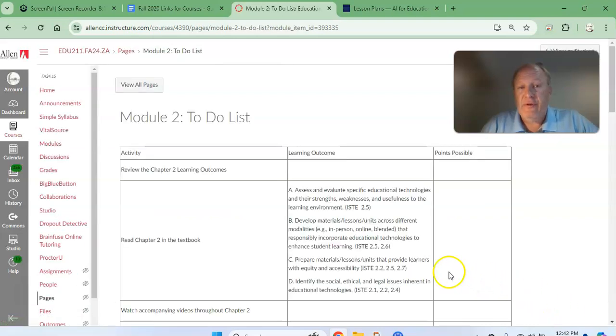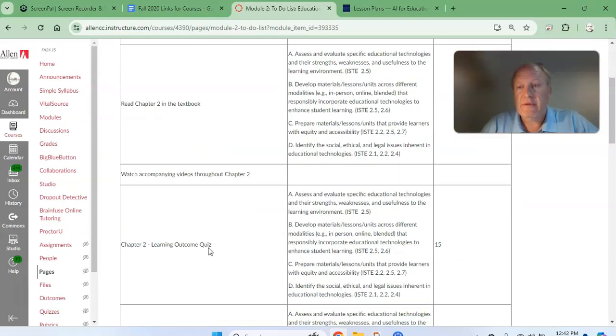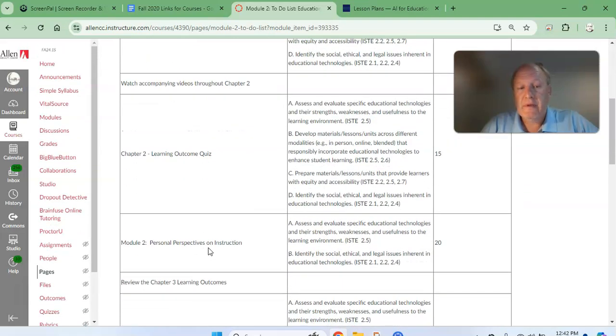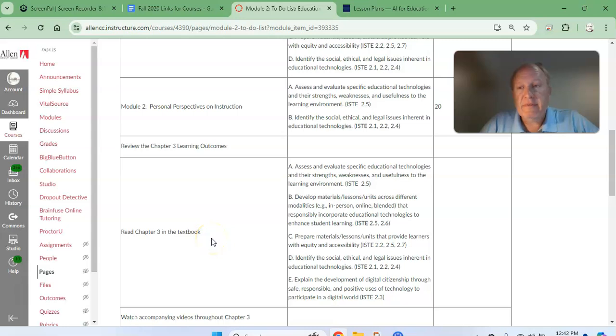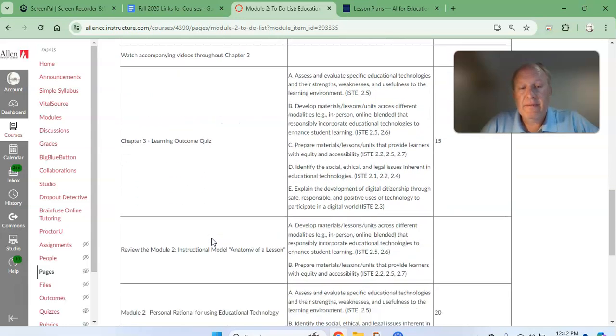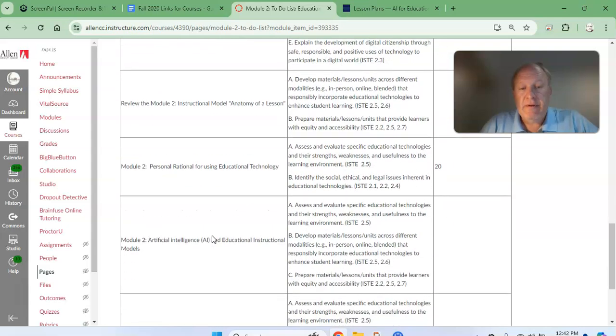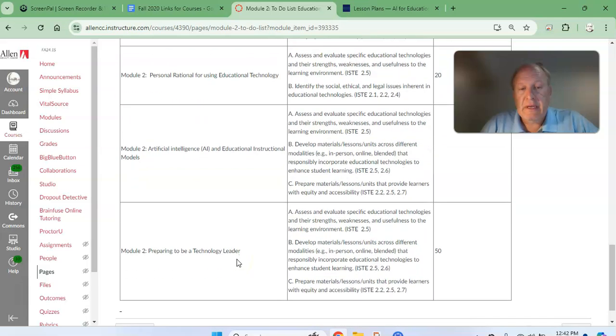After that, you have your to-do list. So the to-do list is very similar. You'll read chapter 2. You'll watch the videos. You'll take the quiz. Then you'll do chapter 3, read the book, take the quiz. Then you'll have a couple of discussion boards and a couple of assignments. So it's very similar to last week.